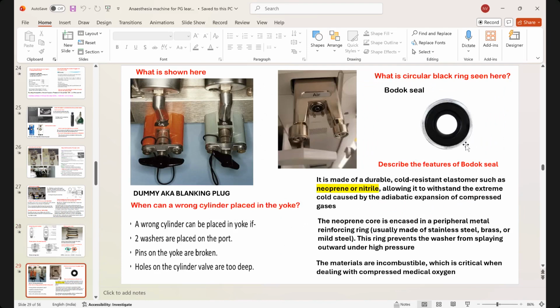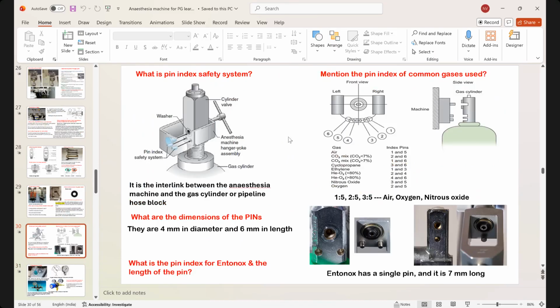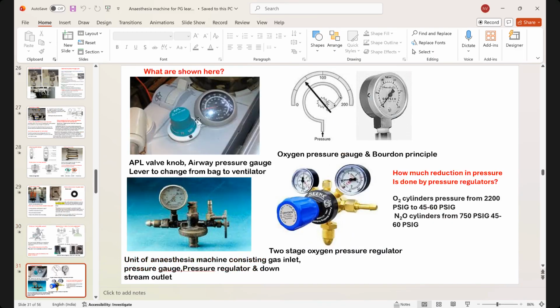And the importance of the Bodok seal to prevent leaking of the gases when it is fixed to the hanger yoke. And then we saw about the pin index system, which is a safety mechanism to prevent mounting a wrong cylinder in the wrong yoke. And then we saw that the modern machine has an APL valve, airway pressure gauge, and the switch to flip from manual to ventilator. And then this is the pressure regulator with the pressure gauge.